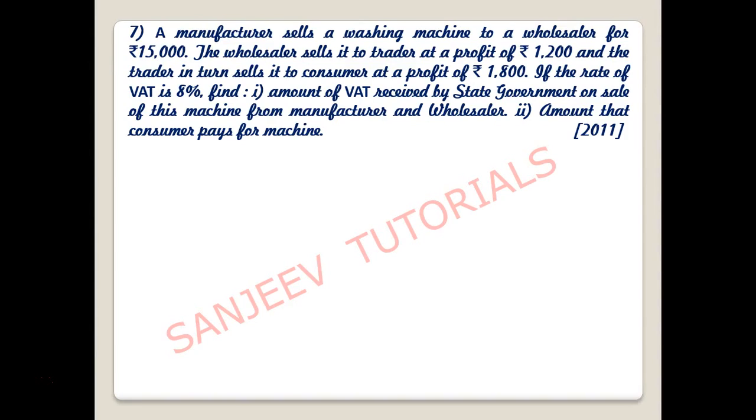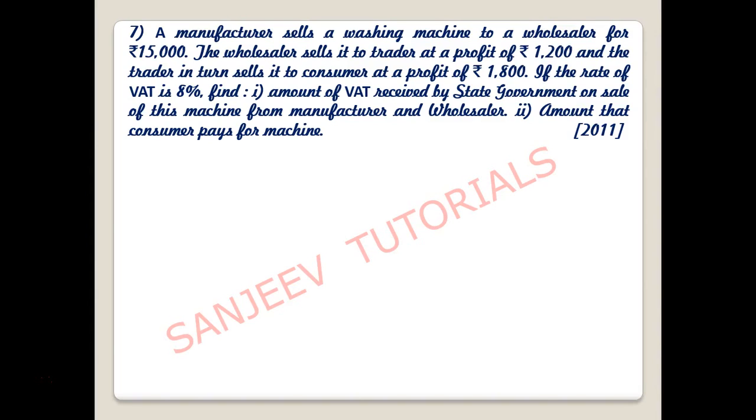This is question number 7, board examination sum 2011. A manufacturer sells a washing machine to a wholesaler for rupees 15,000. The wholesaler sells it to a trader at a profit of rupees 1,200 and the trader in turn sells it to a consumer at a profit of rupees 1,800. If the rate of VAT is 8%, find the amount of VAT received by government on sale of this machine from manufacturer and wholesaler, and the second part is the amount that consumer pays for the machine.